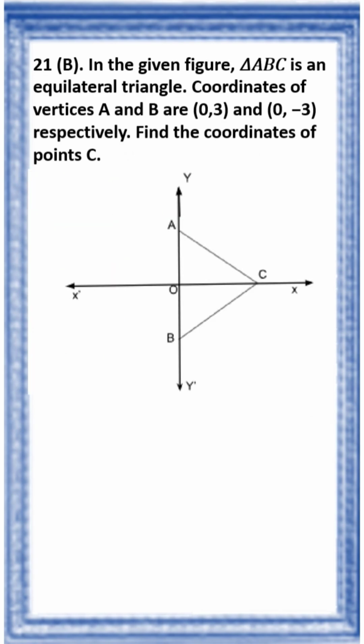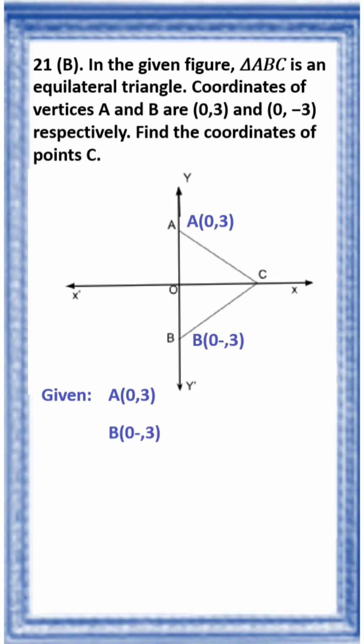Now let us solve the internal choice question of the 21st question. In the given figure, triangle ABC is an equilateral triangle. Coordinates of A and B are 0, 3 and 0, negative of 3 respectively. Find the coordinates of C. What has been given here? Coordinates of A are 0, 3. Coordinates of B are 0, negative of 3.